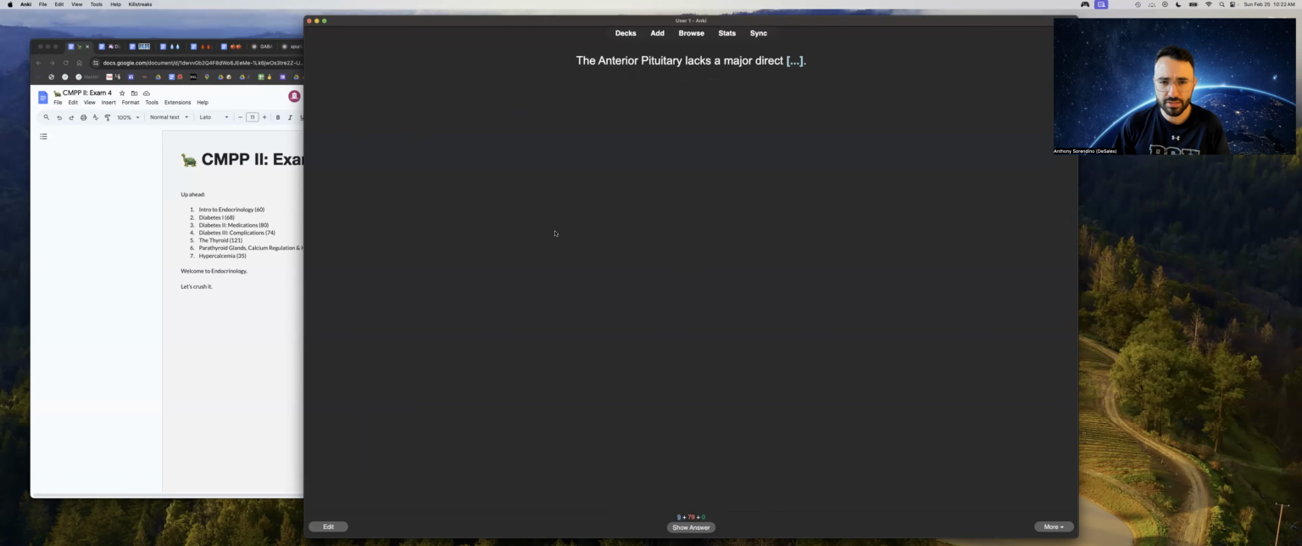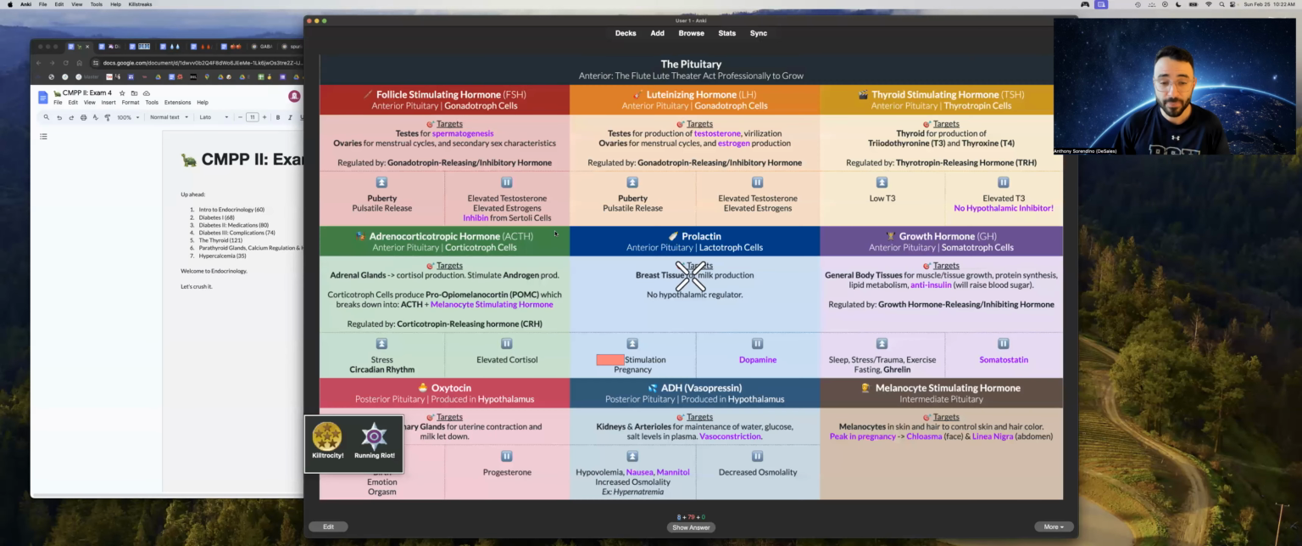The anterior pituitary lacks a major direct blood supply. That's really important for things. Prolactin, nipple stimulation. Growth hormone. What's going to pause growth hormone? Insulin, somatostatin.